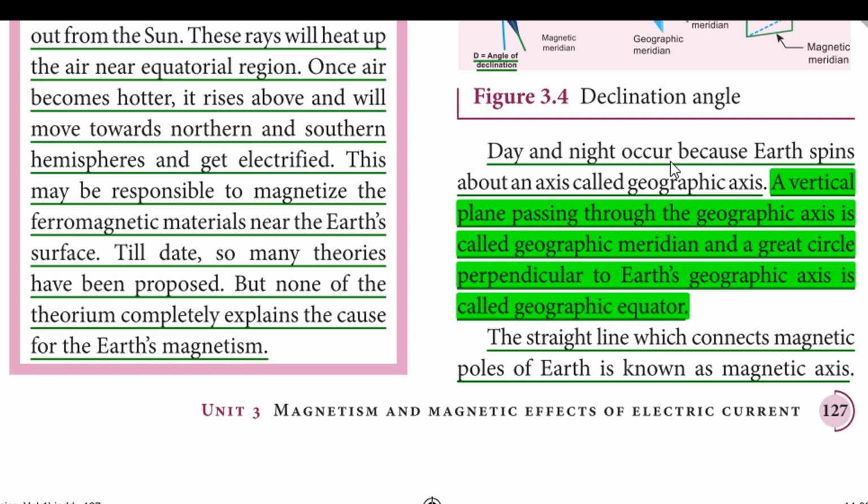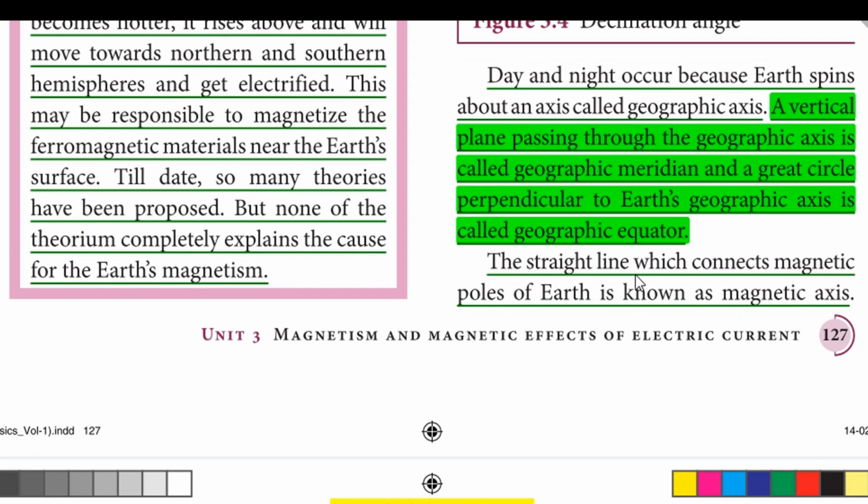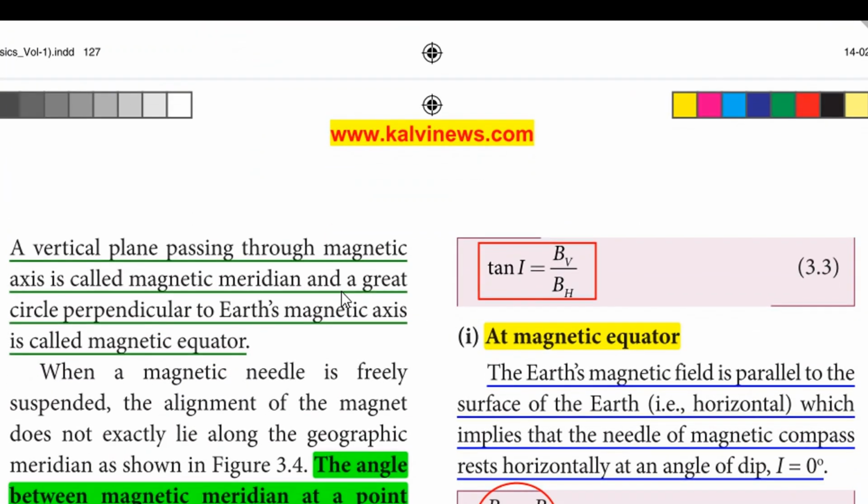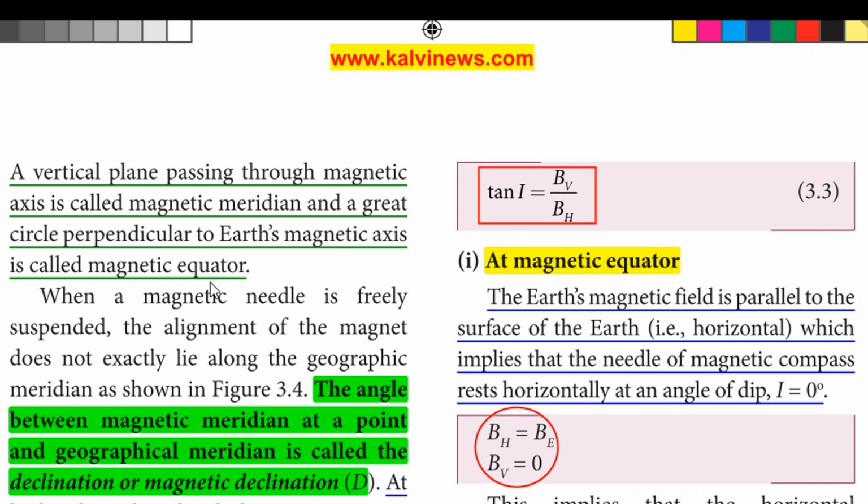Day and night occur because of the spinning of the Earth about an axis called the geographic axis. The vertical plane which passes through the geographic axis is called the geographic meridian, and the great circle which is perpendicular to Earth's geographic axis is called the geographic equator. The straight line which connects the magnetic poles of Earth is known as the magnetic axis. And the vertical plane which passes through the magnetic axis is called the magnetic meridian, and a great circle which is perpendicular to Earth's magnetic axis is called the magnetic equator.